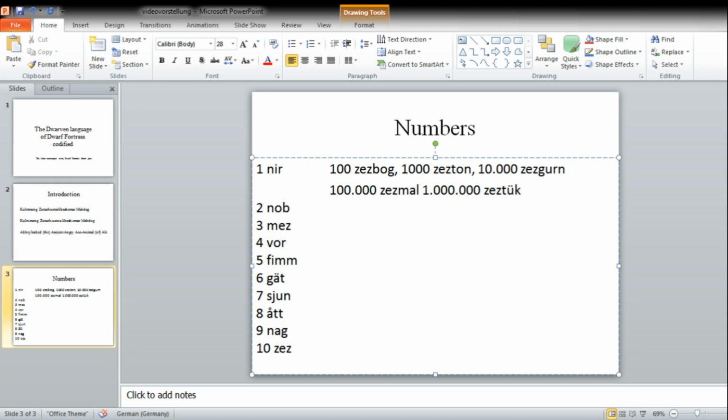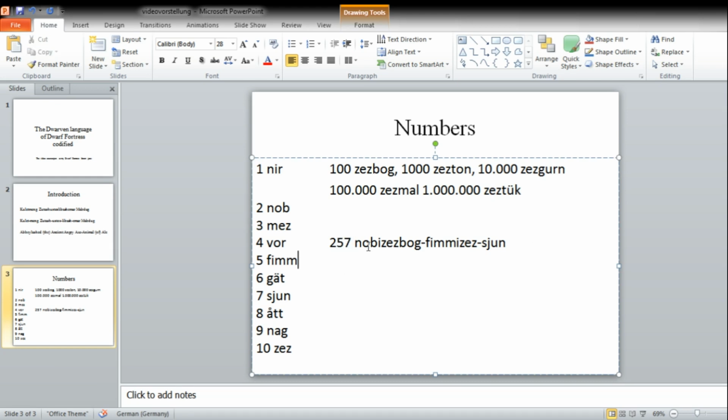I'll just copy them from the forum post. It's easier. Nobi zezbog femi zez sjun. So this is 2 multiplied by 100, 200. 5 multiplied by 10, 50. Sjun, 7. So it's 200 plus 50 plus 7. Just in the same order as the numbers are here.